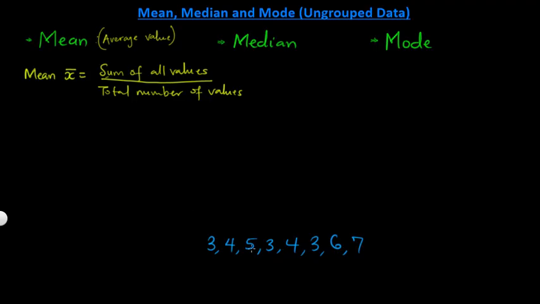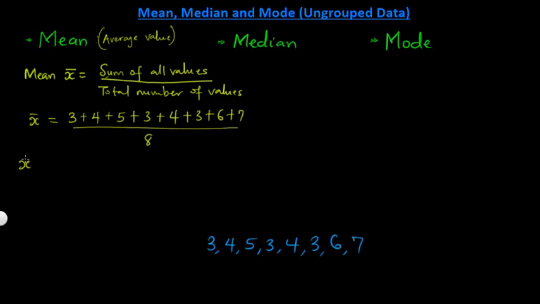So in this kind of situation, the mean of this means we have to add all these numbers together and divide by the total number, which is 1, 2, 3, 4, 5, 6, 7, 8. So the total number is 8. That means we have 3 plus 4 plus 5 plus 3 plus 4 plus 3 plus 6 plus 7. All this is going to be divided by 8.